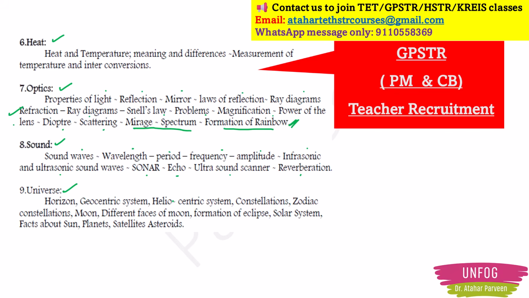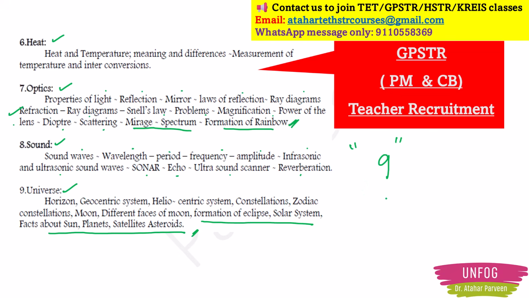Here you can see horizon, geocentric system, heliocentric system, constellations, zodiac constellations, moon, different phases of the moon, formation of eclipse, solar system, facts about sun, planets, satellites, asteroids. So much is there for GPSTR physics. So totally how many chapters did we see? 9 chapters till universe.